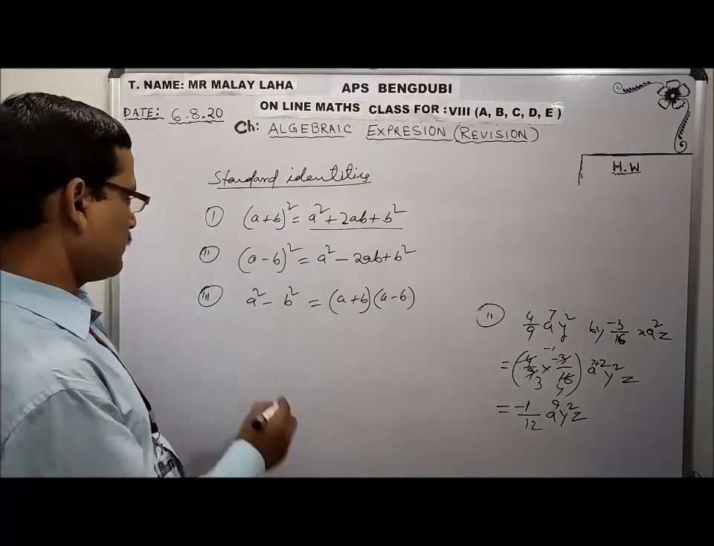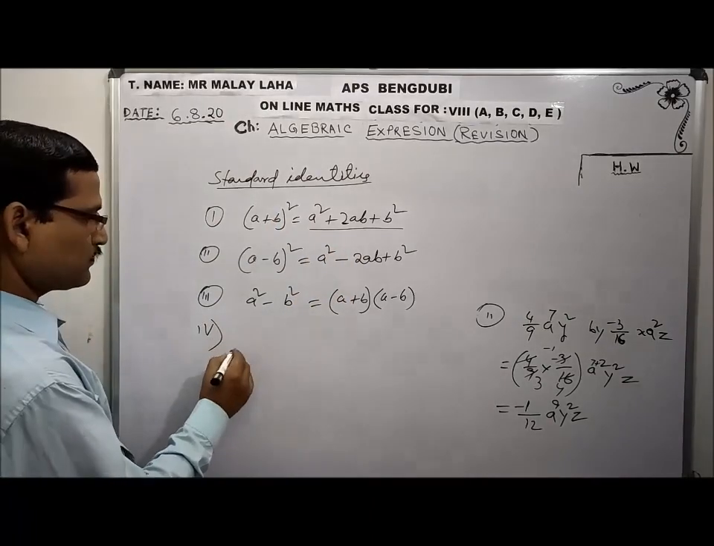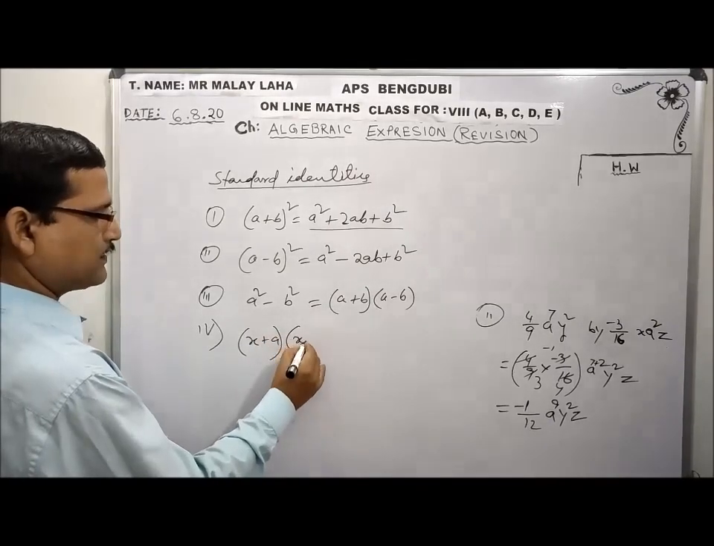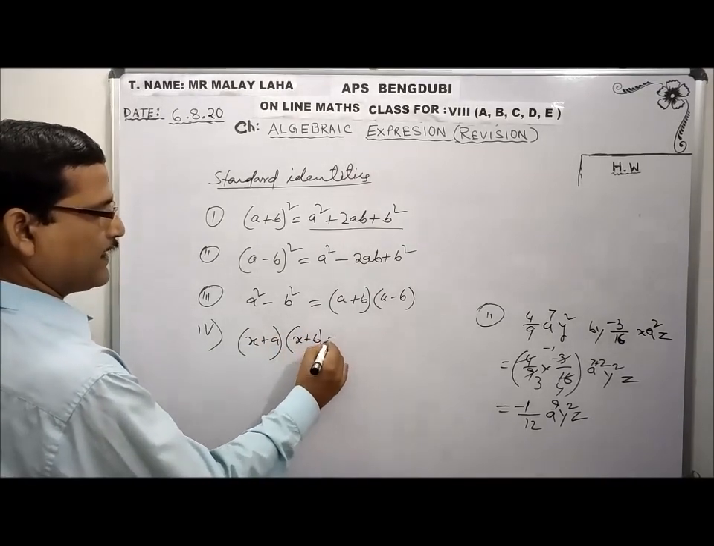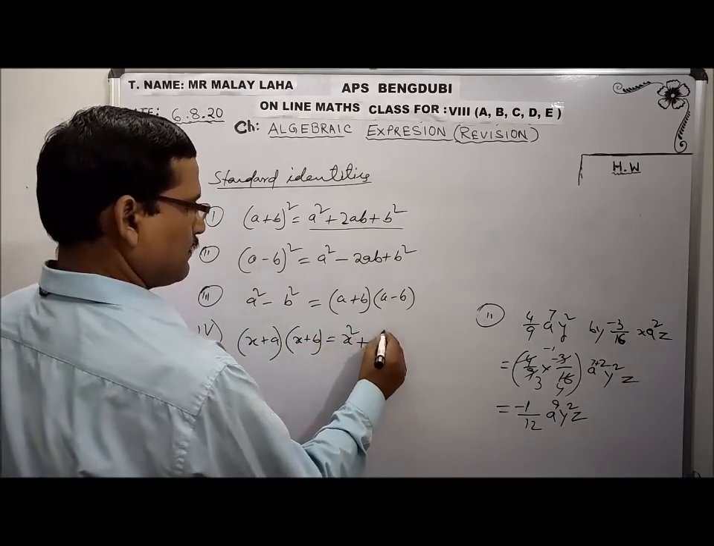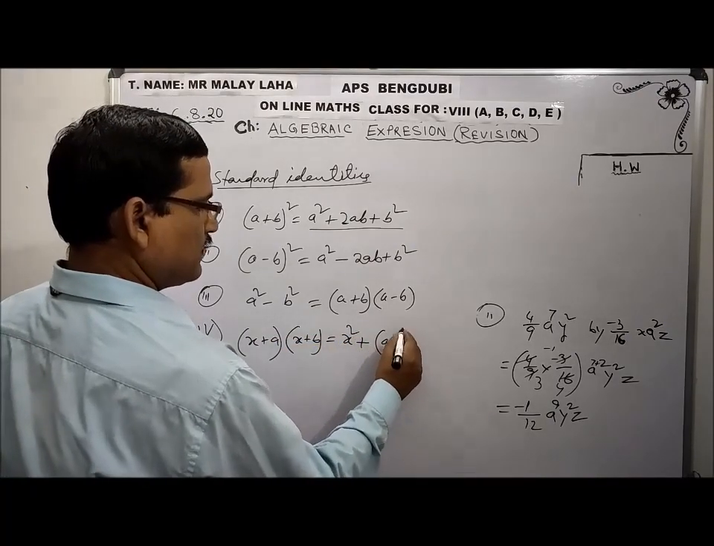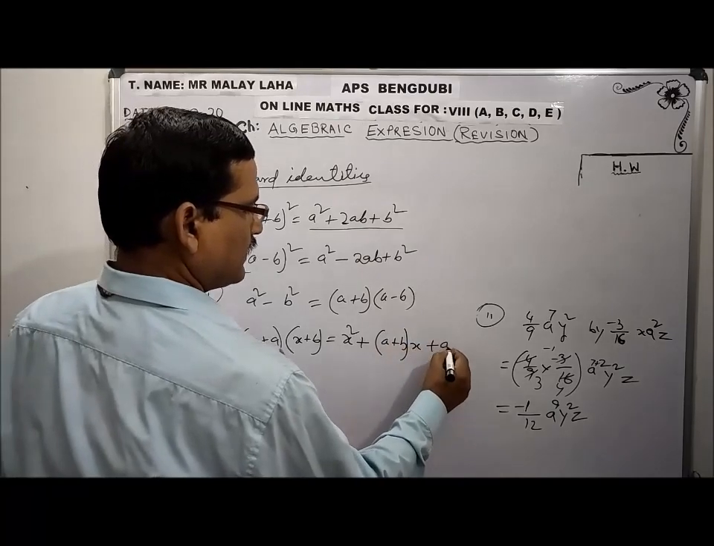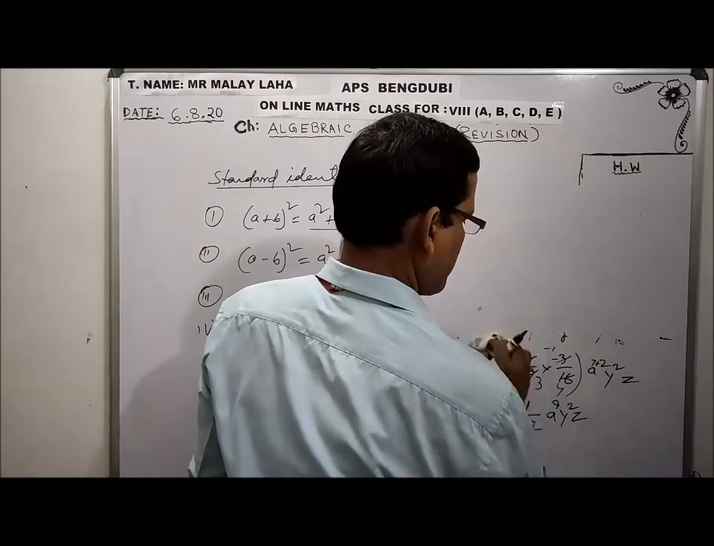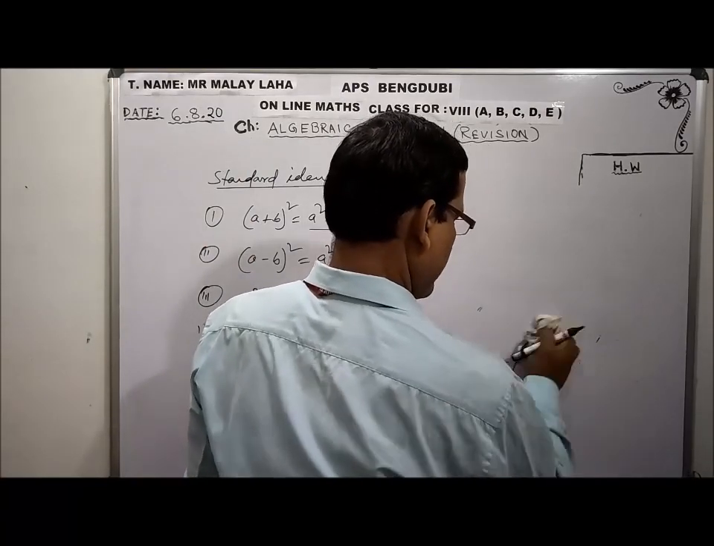Now, fourth identity, x plus a into x plus b equals x square plus bracket a plus b into x plus a into b. A into b means ab. These are the 4 identities.